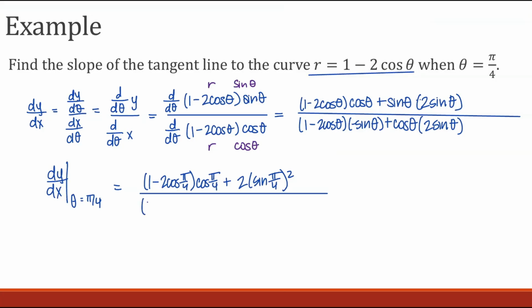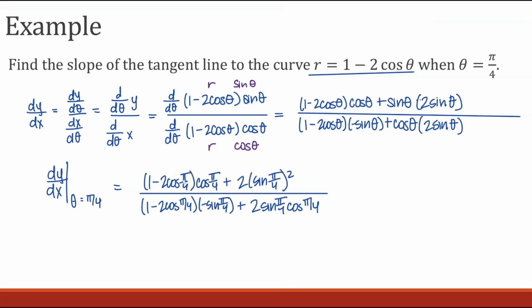On the bottom, I have 1 minus 2 cosine of pi over 4 times negative sine of pi over 4, and then plus 2 times sine of pi over 4 cosine of pi over 4.